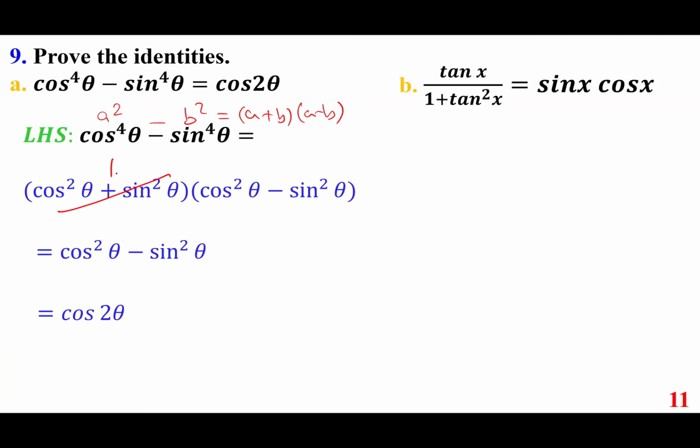Tan x over 1 plus tan squared x equals sine x cosine x. We're going to start from one side, needless to say. It seems to me the left-hand side is more complicated, and let's start with the left-hand side, everybody. So 1 plus tan squared is secant squared. So just replace the bottom with that.